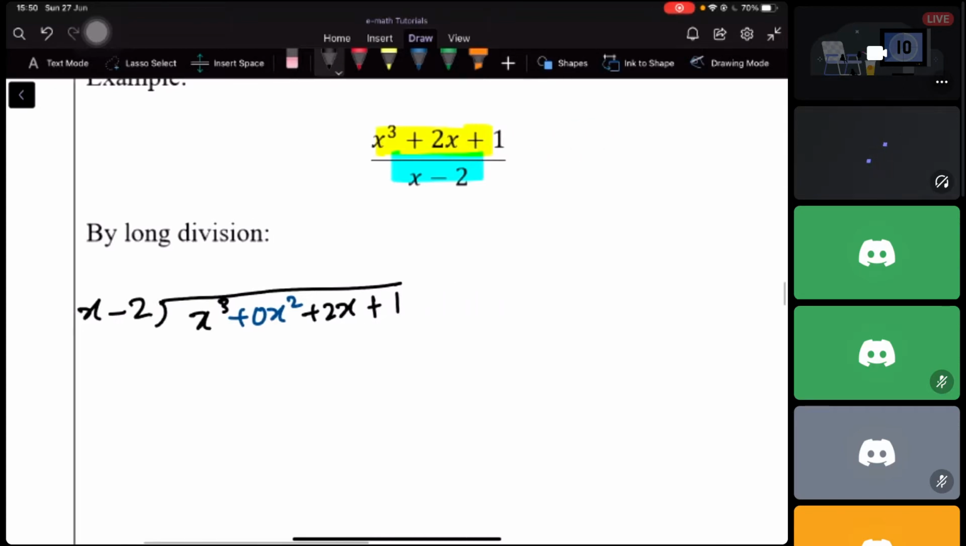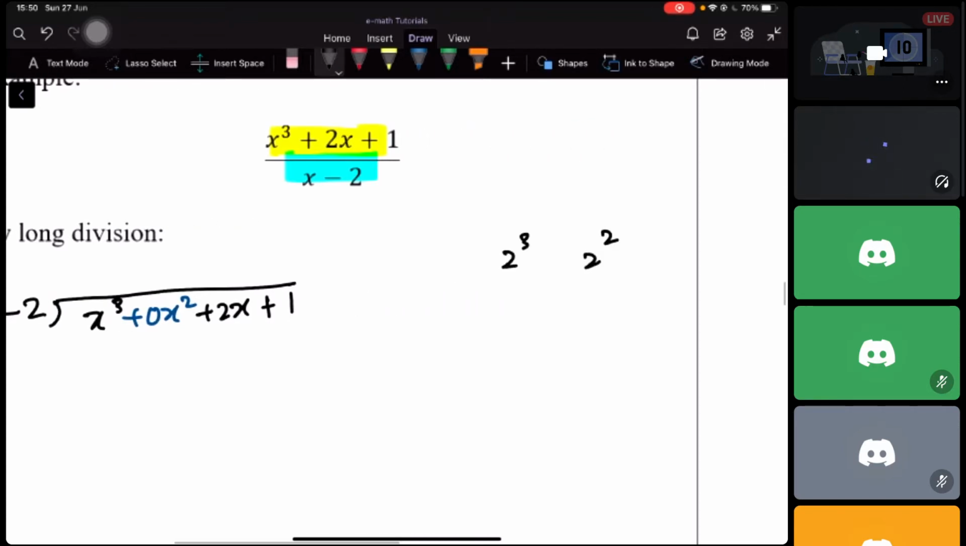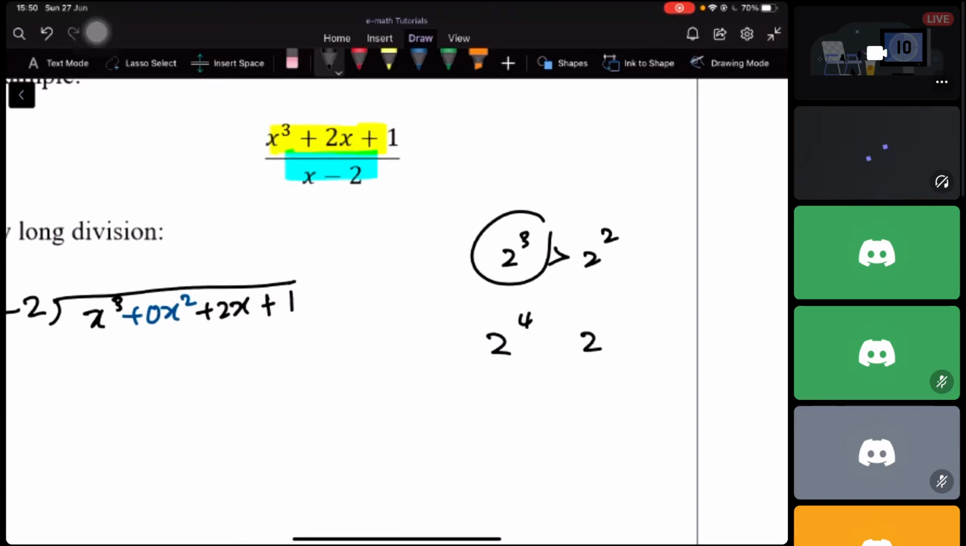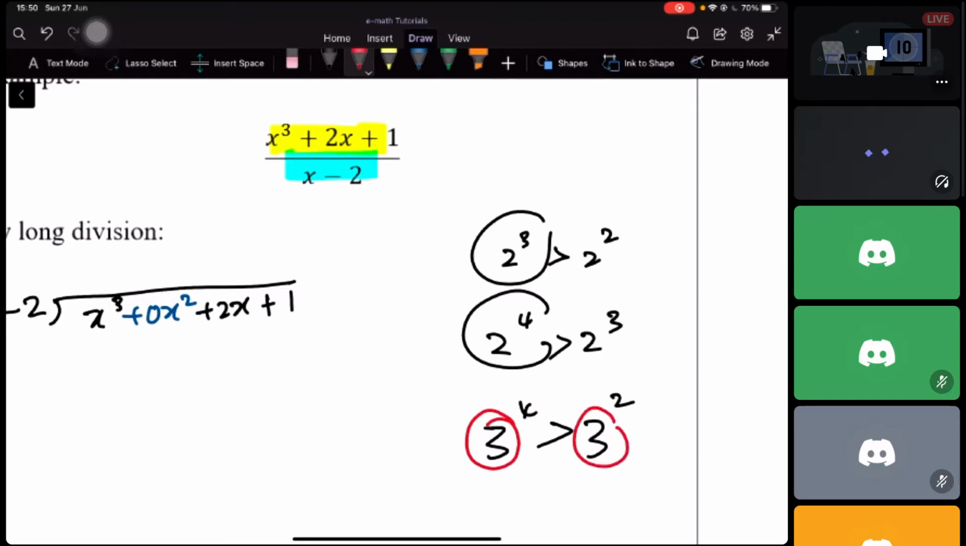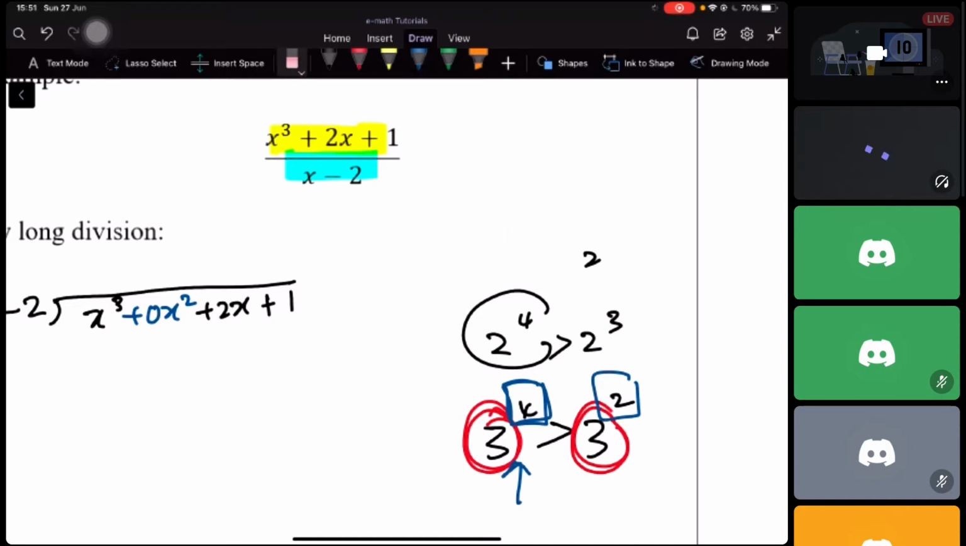Let me give you an analogy. 2 cubed and 2 squared, which one is greater? 2 cubed is definitely greater, right? 2 to the 4th power and 2 to the 3rd power, which one is greater? This one, right? Or 3 to the 4th is always greater than 3 to the 2nd power. So you see here, as long as your base is the same, the greater the power, the greater the number itself. Same thing if it is x.